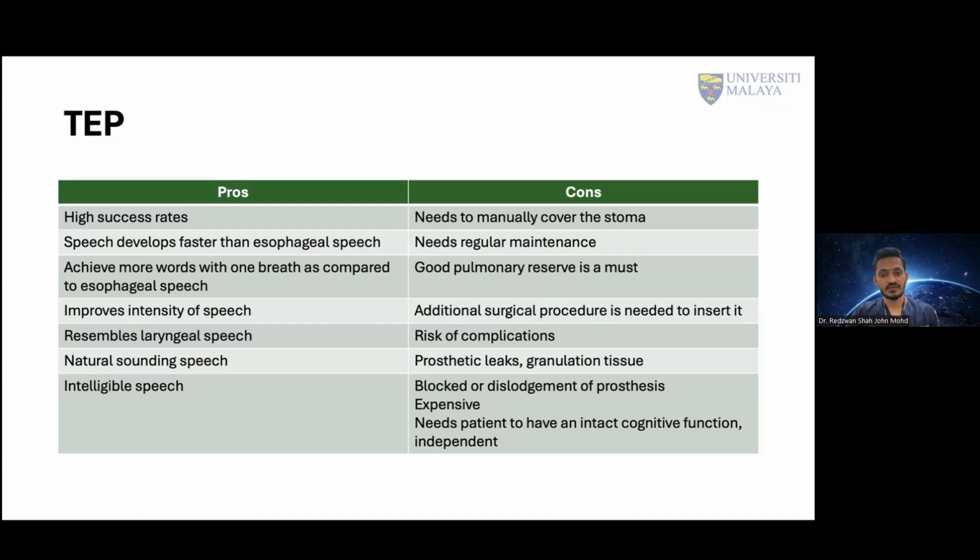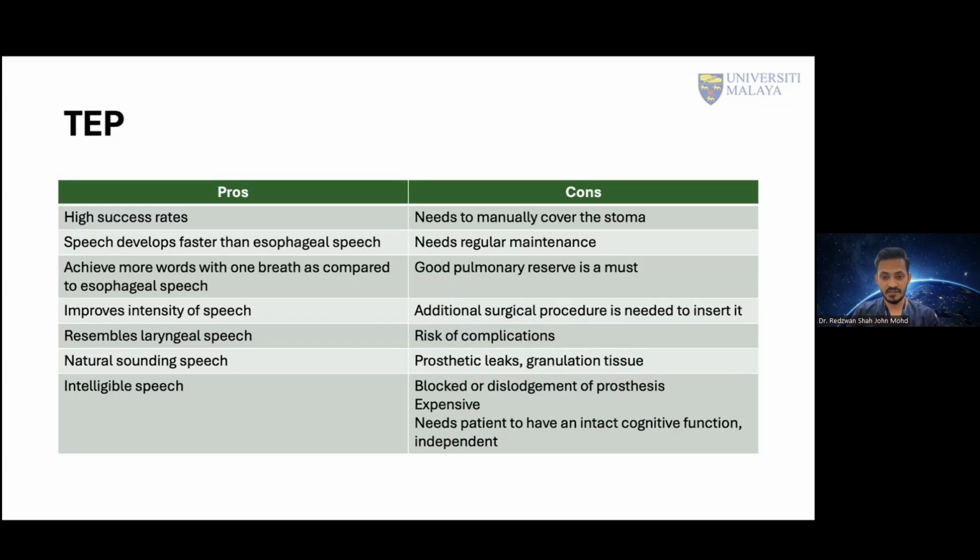The downside of a TEP is that patients, especially the ones who are not using the hands-free type, need to manually cover the stoma, and it needs regular maintenance. And a good pulmonary reserve is a must for this. An additional surgical procedure is needed. For example, in a primary TEP, you need to do a tracheoesophageal puncture, and for a secondary TEP, you need to do this surgery in another setting.